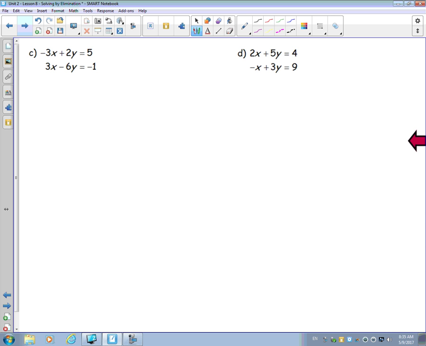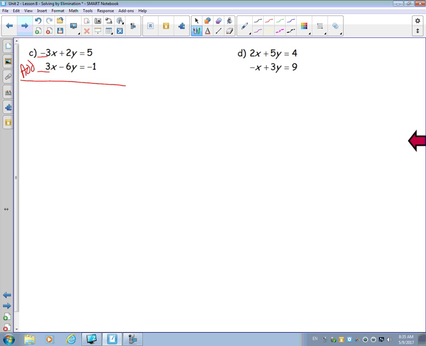So take a look at this. I'm looking for numbers that are the same. I see a 3 and a negative 3. The numbers are the same. The signs are not. My rule is same sign subtract, but here I have opposite signs, so I'm going to have to add again. Negative 3 plus 3 is 0.